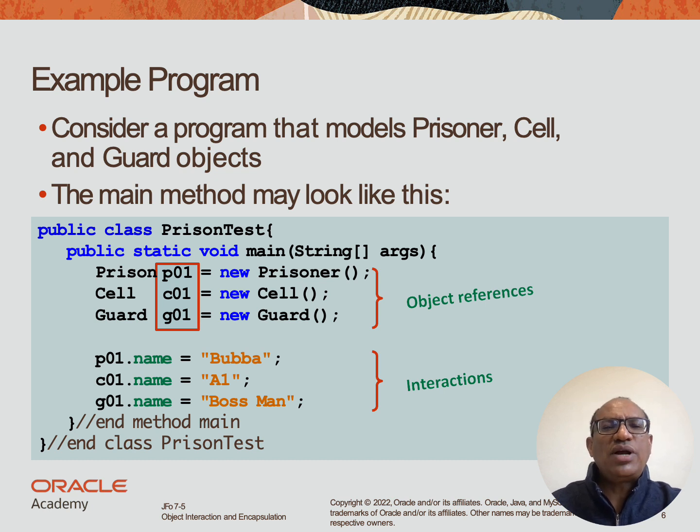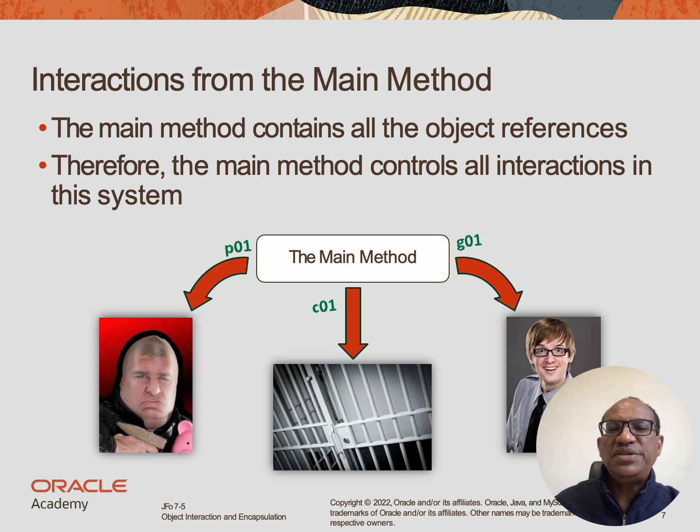Let's say we've got a program with 3 classes: prisoner, cell, and guard. In main, we might create one of each and assign values. Prisoner P01, assign new prisoner. Cell C01, assign new cell. Guard G01, assign new guard. From here, the main method could directly manage everything. But now, the main method is handling all the interactions. It knows everything. It controls everything. That works for small programs, but for larger ones, it becomes messy really fast.